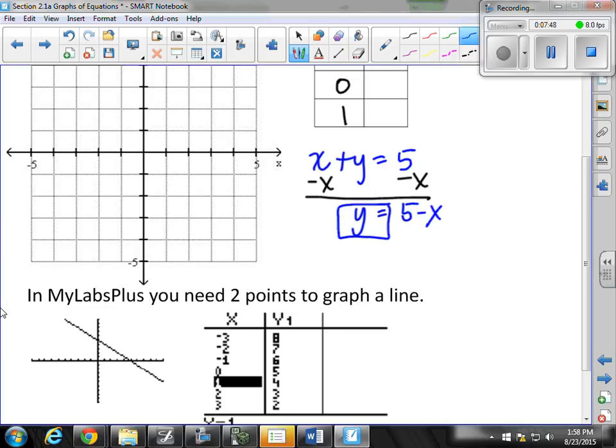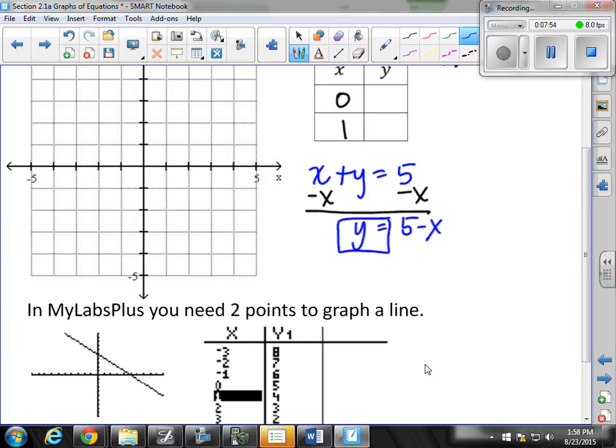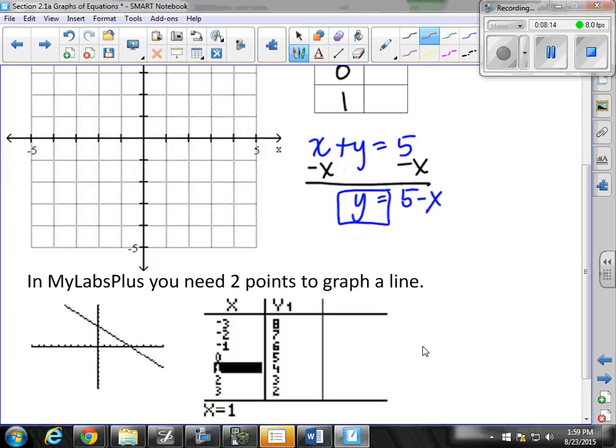And what we need in MyLabs Plus, you need 2 points to graph a line. So I'm going to graph this line here for you. I'm going to do that by hand. And I'm just going to pick 2 of these values to use. Okay, so I have -1, 6 and 0, 5. Those are the 2 points I'm going to plot. Or actually, those aren't going to work very well because my grid is not that big. I need smaller values. So let's plot 2, 3, and 3, 2.